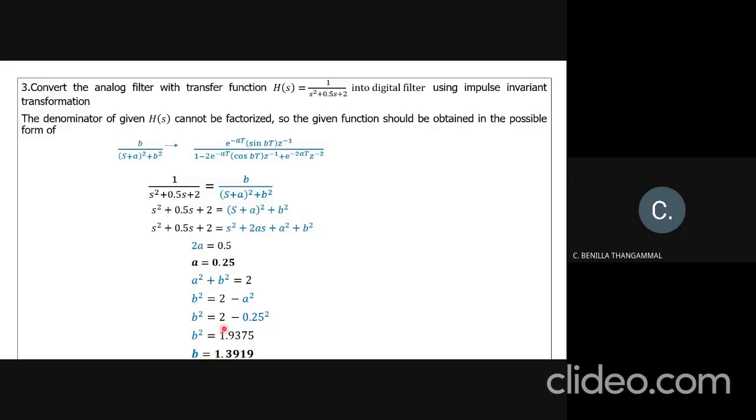So here is the second place where students always make a mistake. They take the b value as 1.9375, but actually you have to take the square root and then use it. Now I can write 1 divided by s square plus 0.5 s plus 2 as 1 divided by (s plus 0.25) whole square plus (1.3919) whole square. So now my H of s is this one. But I have the formula for b divided by (s plus a) whole square plus b square, and the b value is actually 1.3919.